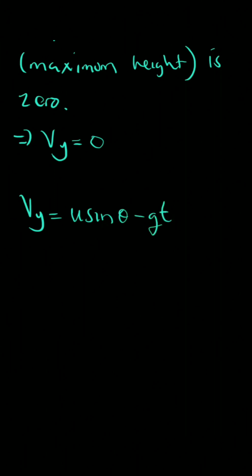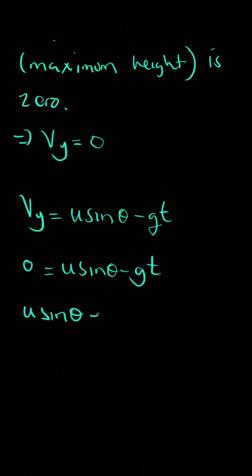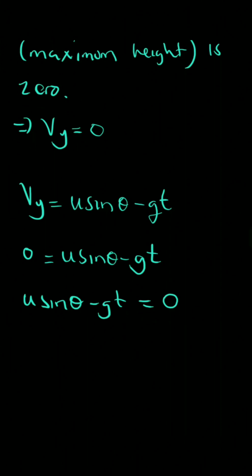Now let us find its value at maximum height. Since it is 0, we're going to equate what is on the right hand side to 0. So it will be u sine theta minus gt. On the left we have a 0, which we can just swap the sides. We start with the right hand side, then we equate it to what is on the left hand side.